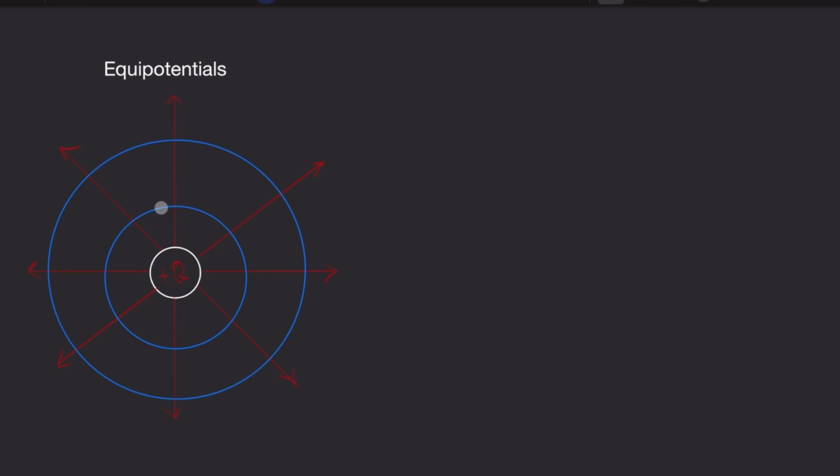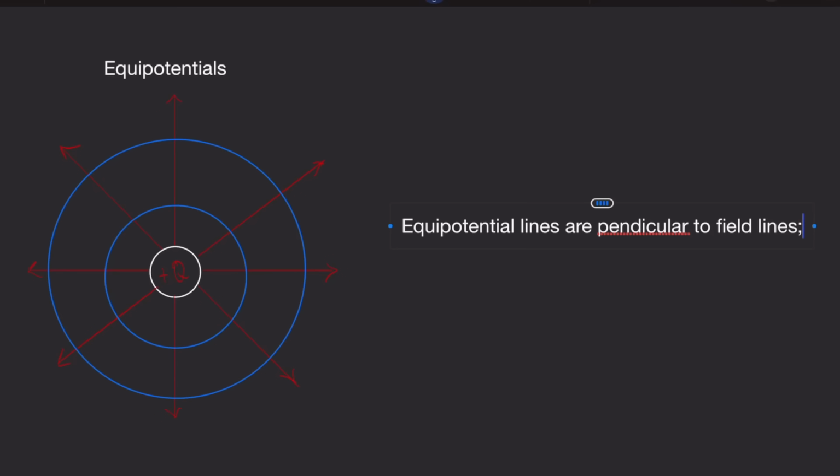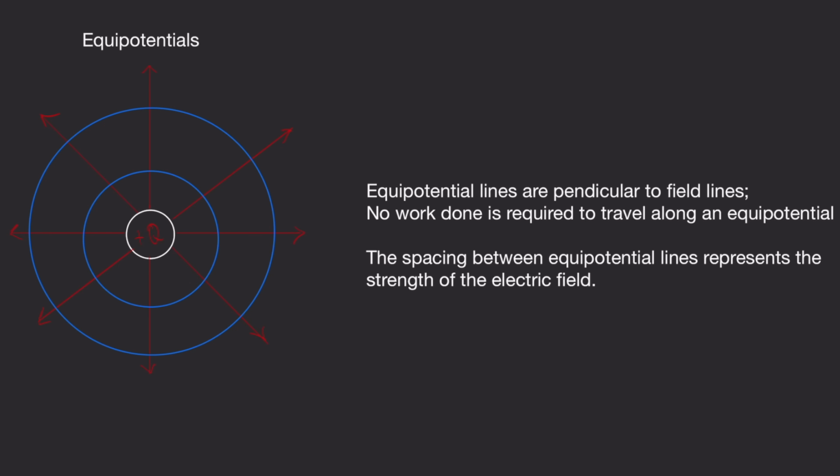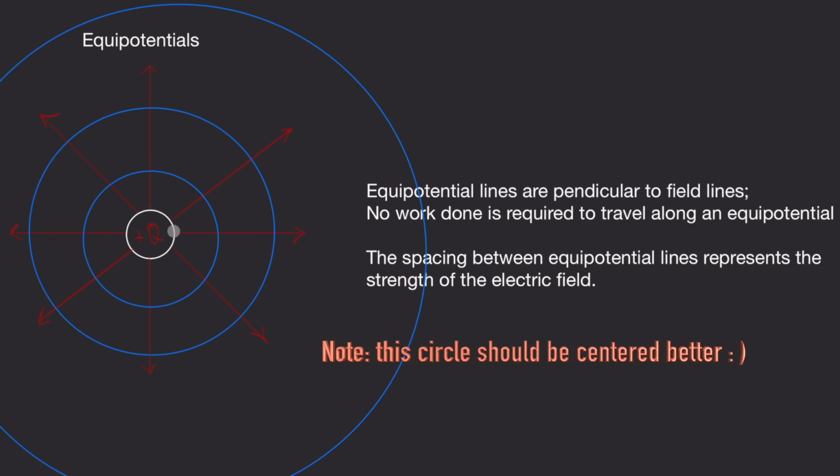There are infinitely many equipotential lines. Important to remember some rules. Equipotential lines are perpendicular to field lines, and no work is required to travel along an equipotential line. Just a little note that the spacing between the equipotential lines represents the relative strength of the electric field. Because the strength of the electric field is decreasing as we move away from the charge, the next one would be somewhere quite a bit further apart, or something like this, but centered near the surface.